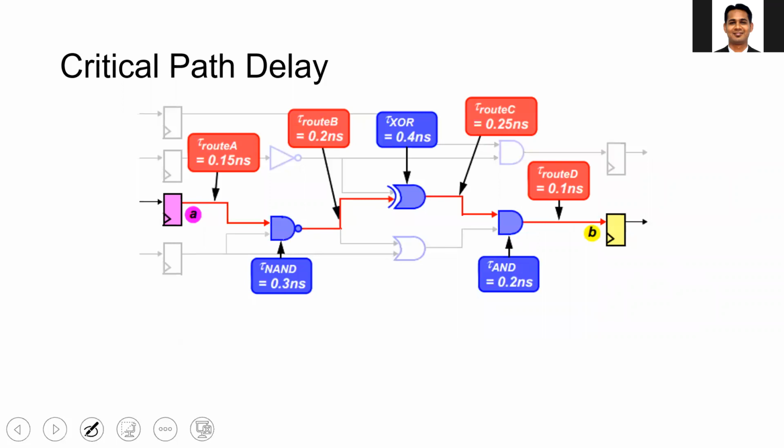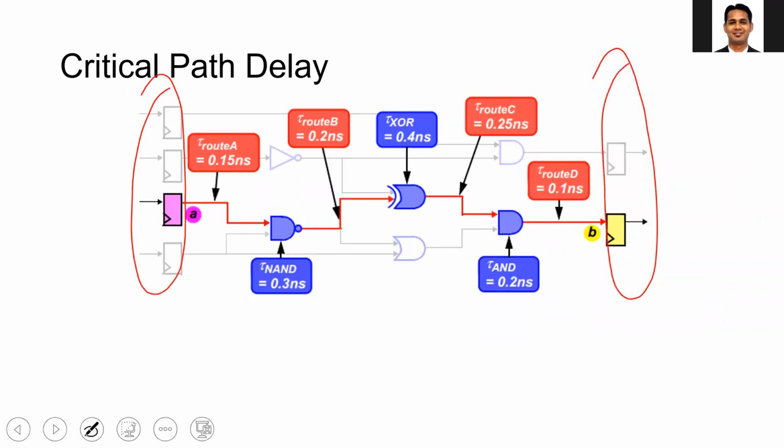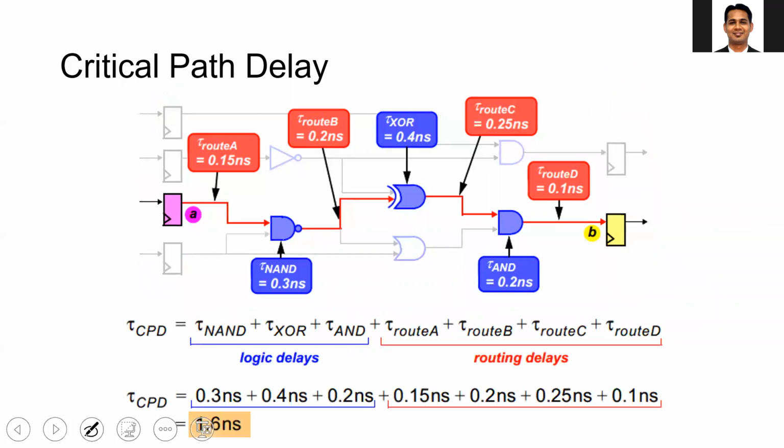So let's take this example again. You have the launching flip-flop and the capturing flip-flop, and you have been given the different delays. You can see that this delay is 0.5915 nanosecond, then 0.2 nanosecond, and this gate delay is 0.3 nanosecond. Then the total delay of the critical path will be the logic delay plus routing delay, and you can see that it is 1.6 nanosecond. You can also ignore the routing delay, but here we are considering it.